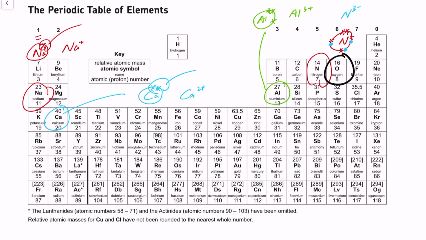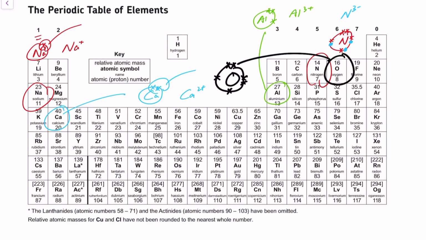Shall we talk about oxygen? We see oxygen very often in the exam. Oxygen, according to the periodic table, is in group 6. They have 6 electrons in the outer shell, and it's going to look like this. 1, 2, 3, 4, 5, 6.